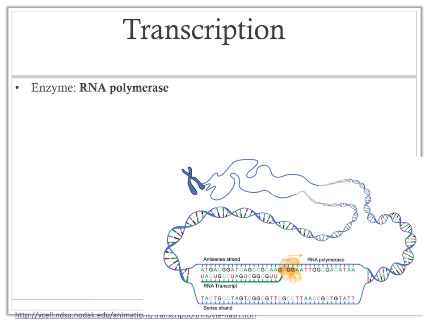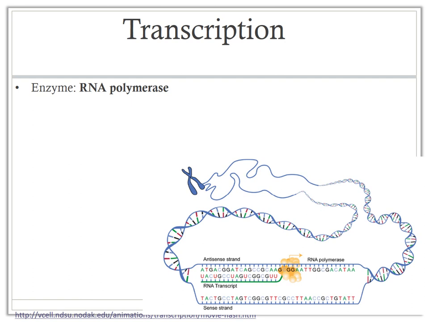Transcription. So when we are talking about transcription, we will be talking about an enzyme, RNA polymerase. This enzyme will basically be doing all of the work to transcribe a RNA molecule from a DNA strand. So when we were talking about DNA replication, there were lots of different enzymes that were involved. The list of helicase, ligase, DNA polymerase, all those things were needed. Here, we are just talking about RNA polymerase.